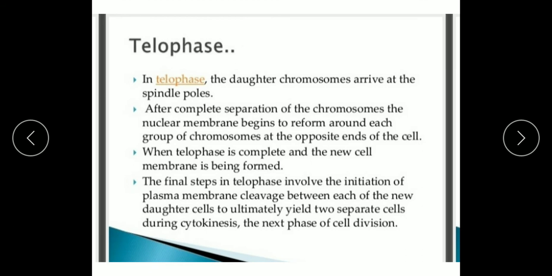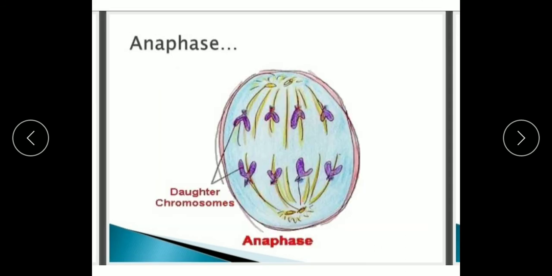Next one, telophase. The daughter chromosomes arrive at the spindle poles, slightly moving the chromosomes.